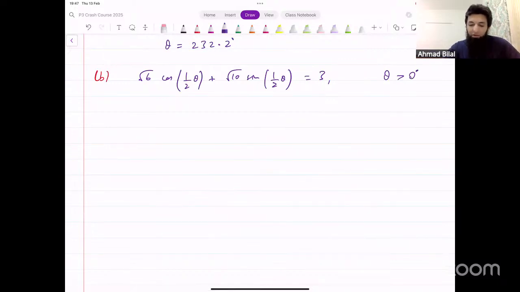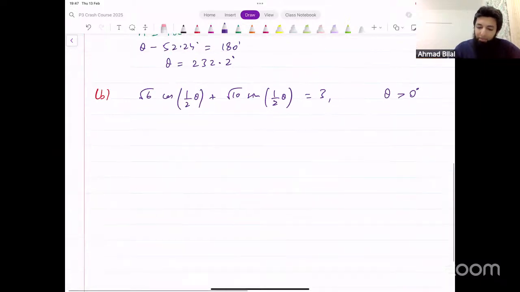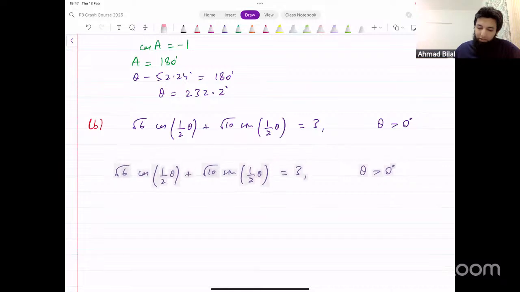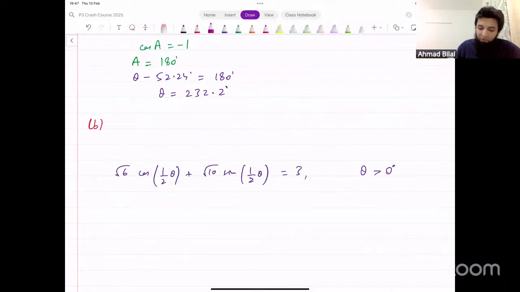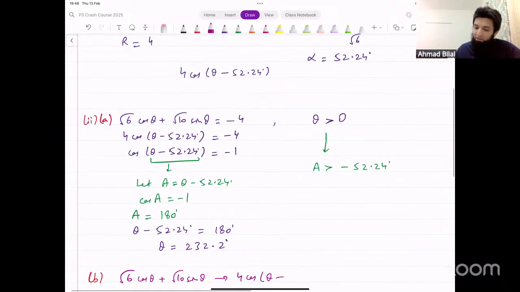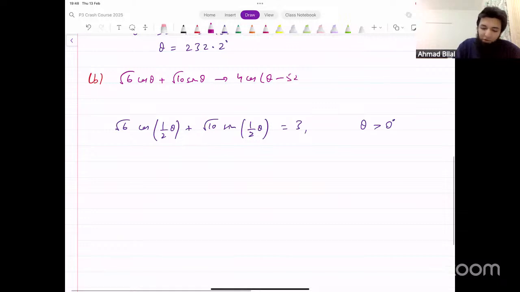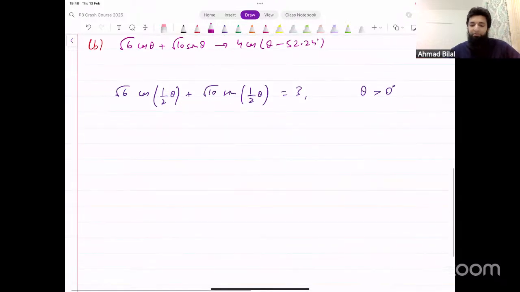All right, how can we solve this now? Again, how is the previous part relevant? Let me write that down here as well. In the first part, what we have done is we have shown that under root 6 into cos of theta plus under root 10 into sine of theta can be written as 4 cos of theta minus 52.24 degrees. We have shown that that expression can be written like this.